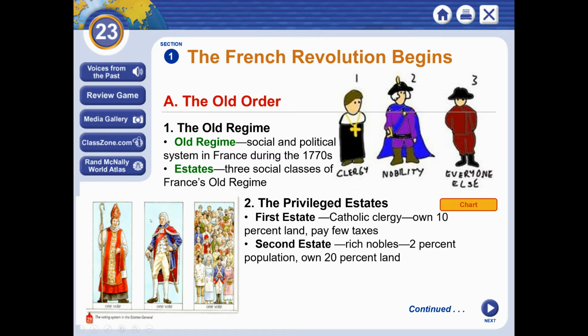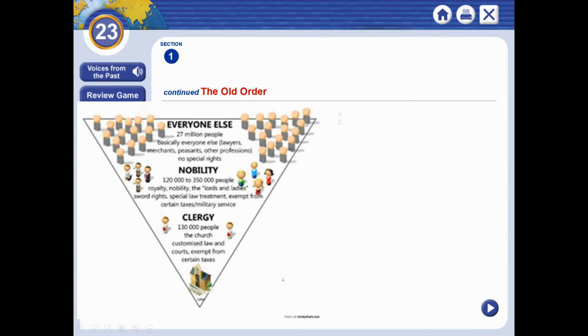Okay, so the first estate is right over here. The second estate is here. And then you can see the third estate has the bulk of the people. About 97% of the people in France belonged to the third estate. The three groups that made up this estate differed greatly in their economic conditions.